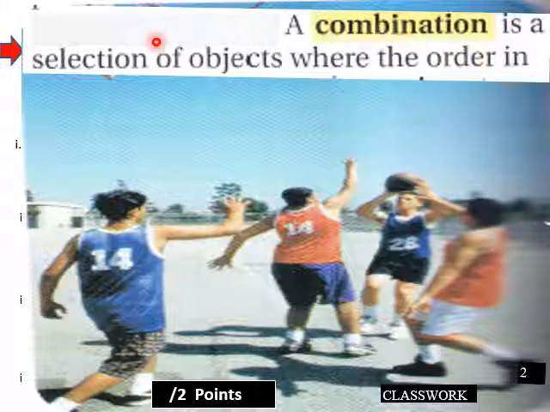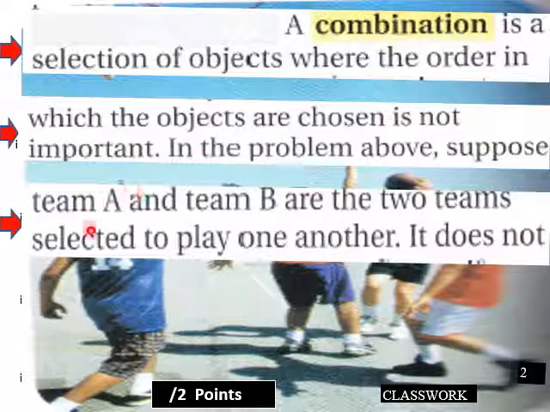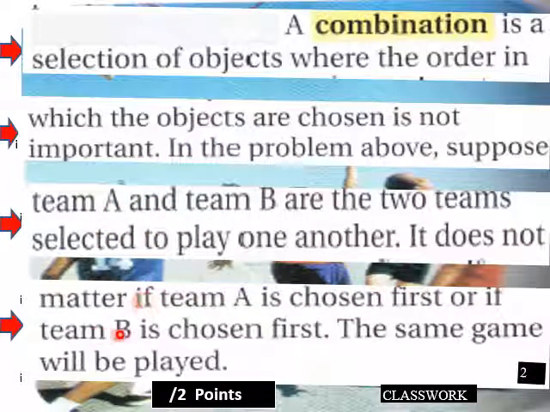A combination is a selection of objects where the order in which the objects are chosen is not important. So order is not important for a combination. In the problem above, suppose team A and team B are the 2 teams selected to play one another. It does not matter if team A is chosen first or if team B is chosen first. The same game will be played.